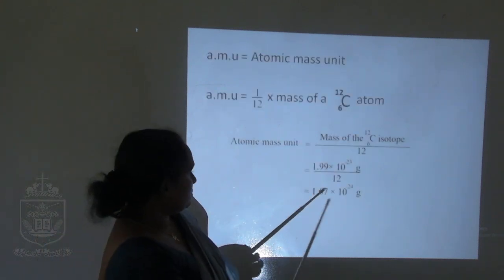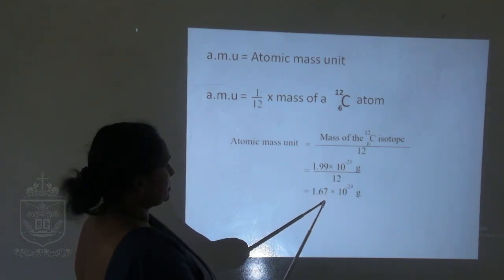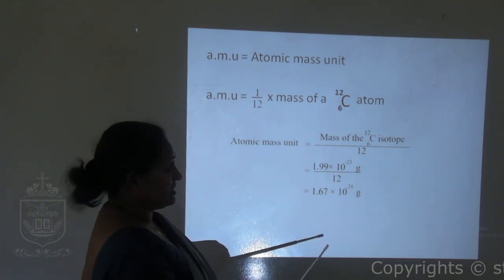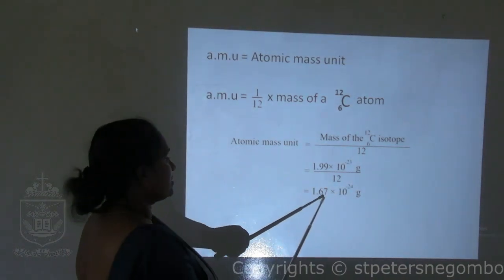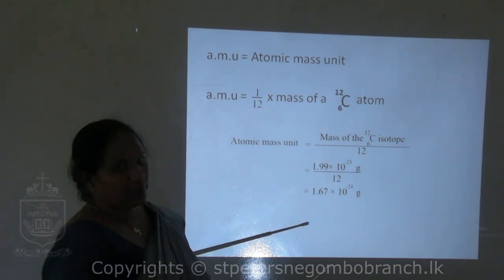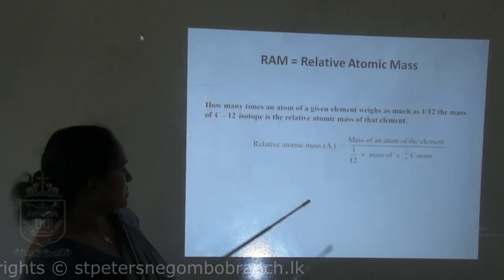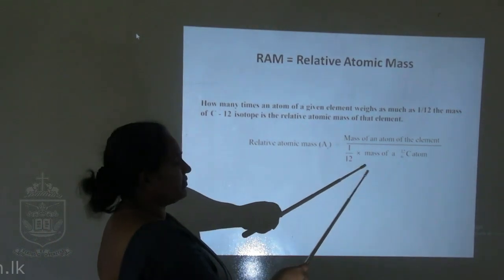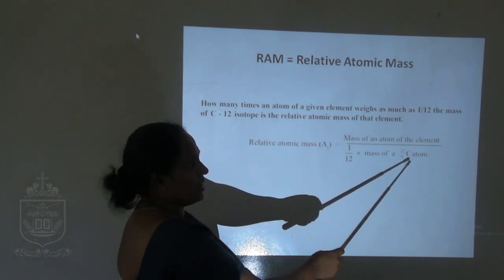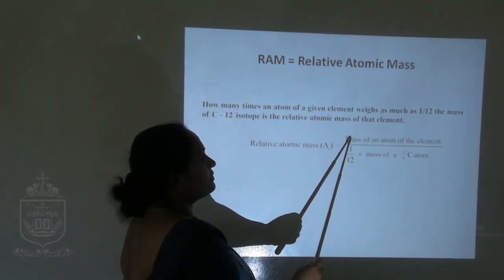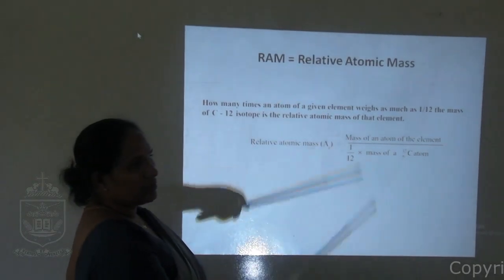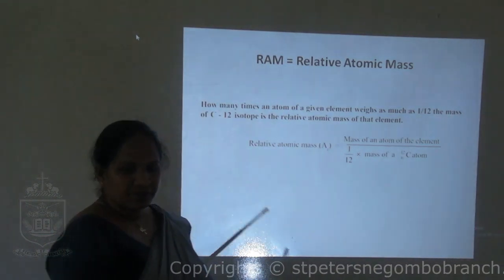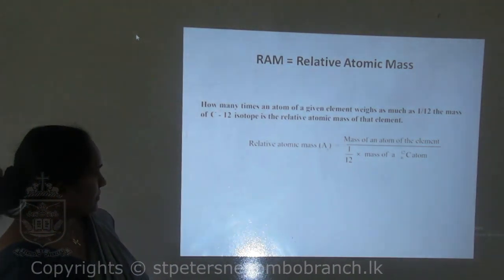Right? This is the atomic mass unit: 1.67 into 10 to the power minus 24 grams. It is easy if you know this. Now here, instead of this, you can apply 1.67 into 10 to the power minus 24 grams. If given the mass of the atom, you have to write those two, divide, and get the relative atomic mass. Right? We'll go to the next.